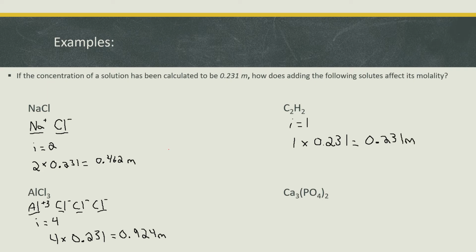Okay. The next example, we have Ca3PO4, so it's calcium phosphate. Now again, calcium you should know is a metal, and remember calcium is plus 2, so we have calcium plus 2, and we have 3 of them.